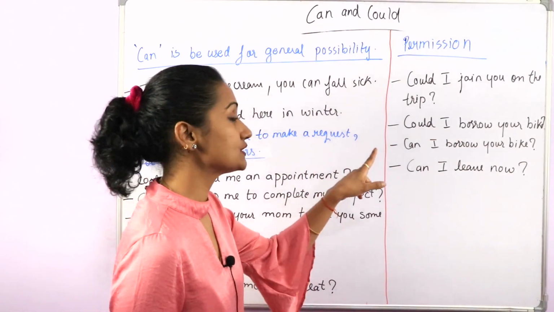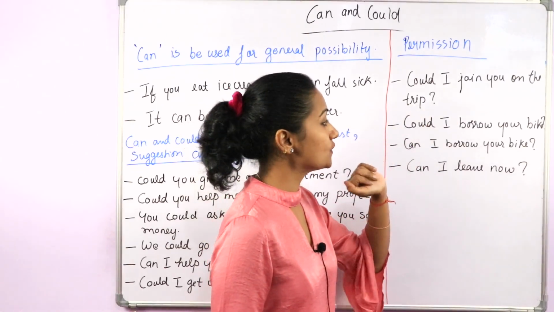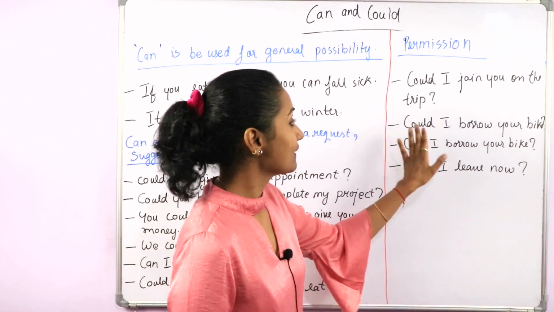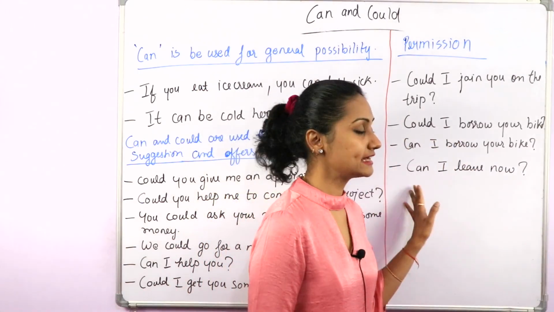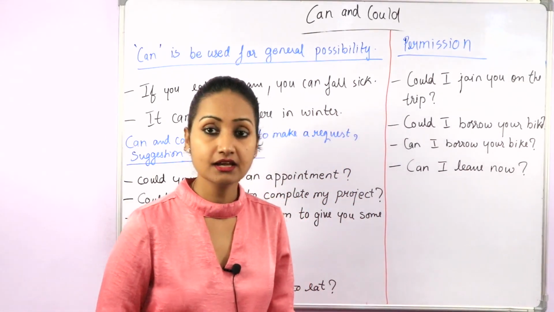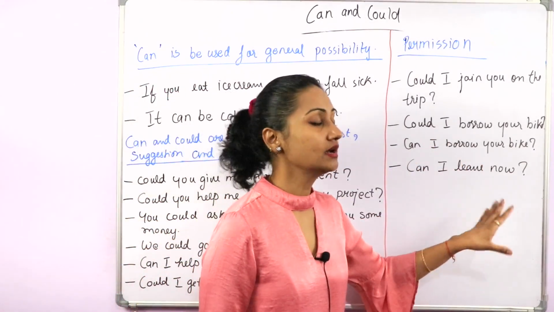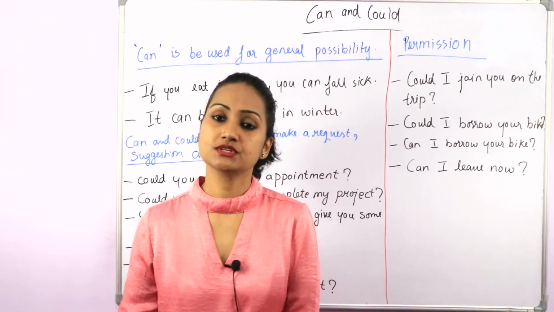Now for permission also we can use can and could. How? Could I join you on the trip? So you're asking for a permission. Could I borrow your bike? Can I borrow your bike? Can I leave now? So for permission, you can use could and can. You can also use may. May I borrow your bike? May I leave now? But here we are not discussing may. I will make a separate video on that.